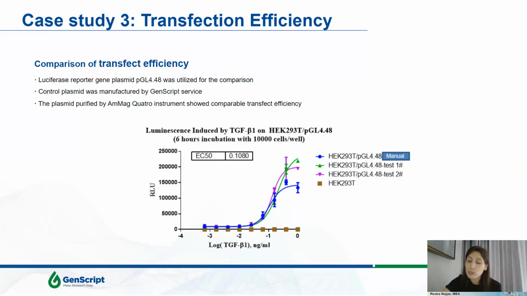And what we did here was a luciferase reporter gene. And the idea here is to see how we compare with, again, the manual solution. So the manual solution is the plot that is in blue. And then we have two samples that were run on the AmMag Quattro. Test one is in green, and test number two is in purple. And for the brown, it's just a negative control, which is just the cell. So ultimately, the whole point of the study is to show again the transfection efficiency, and you can see that actually the GenScript solution, the automated solution that was done on the AmMag Quattro, outperformed the manual kit.